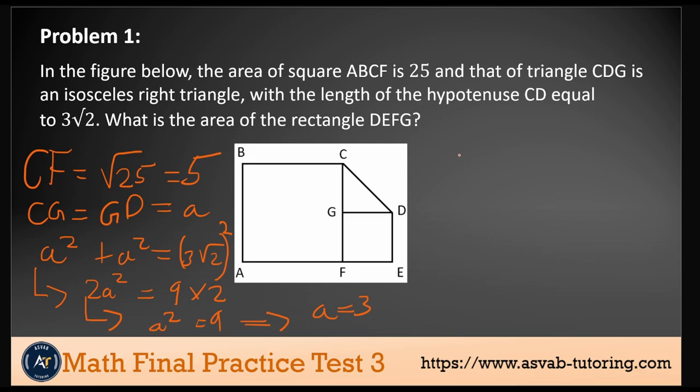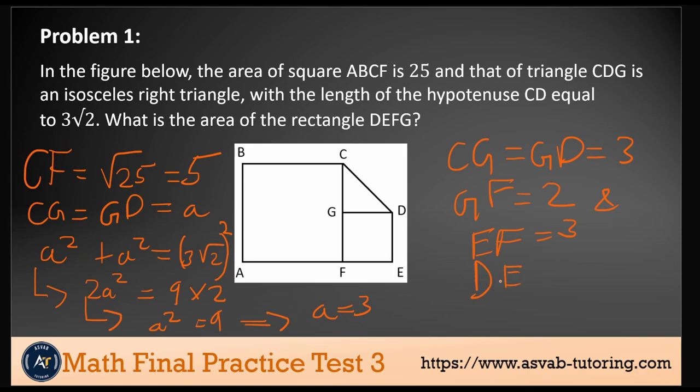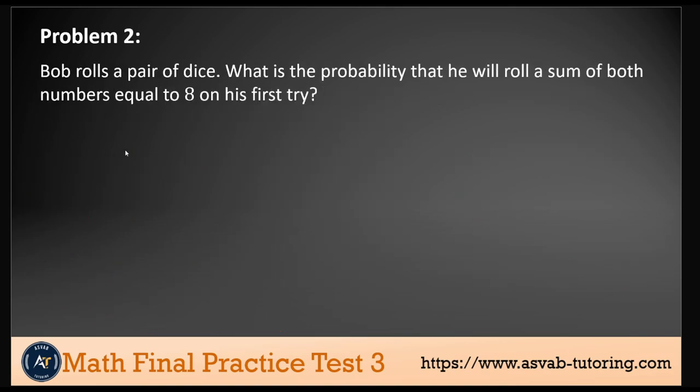So now that we have a equals 3, we have the side CG, which equals GD, which equals 3. Now that we know CG and GD equal 3, we have GF equal to 2, and EF equal to 3. So the area of the rectangle DEFG is 2 times 3, which gives us 6. Okay, sounds good. Let's move on to the next one.